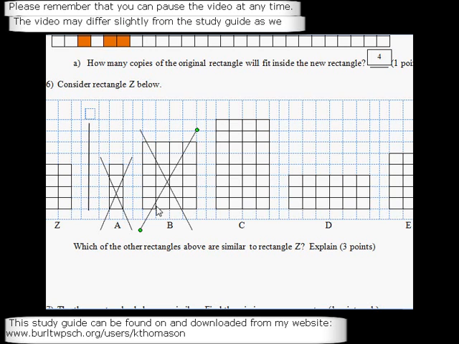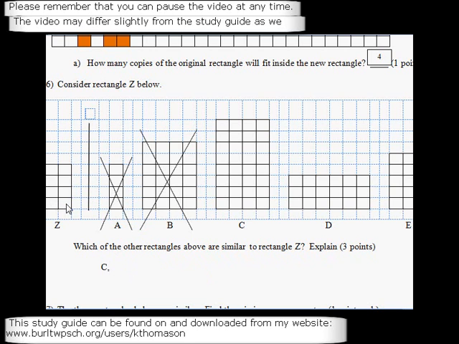Alright, now let's look at C. So from Z to C, the width doubled because it went from 2 to 4. The height here is 4, and the height here is 1, 2, 3, 4, 5, 6, 7, 8. So the height doubled. So C works. So right now, before I forget, I'm going to put C, comma, and that's where my explanation is going to go. But again, let's test the rest just to make sure.